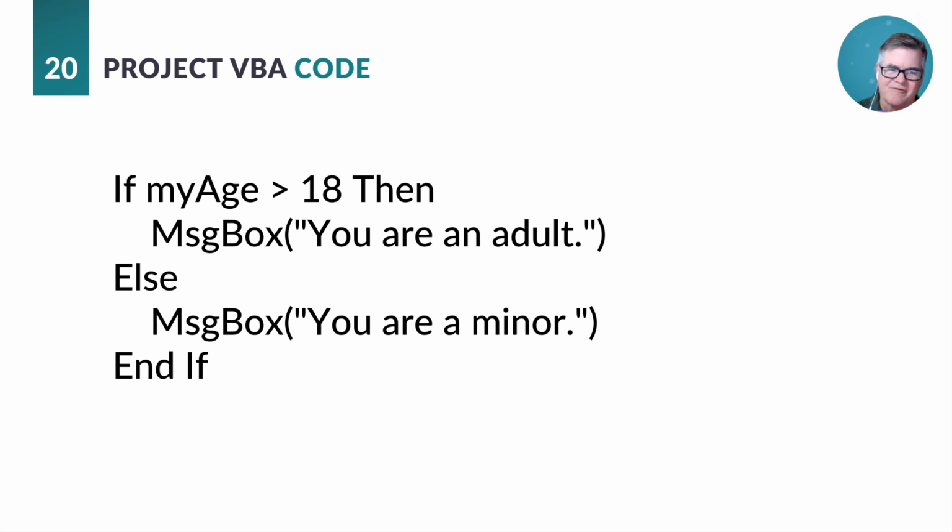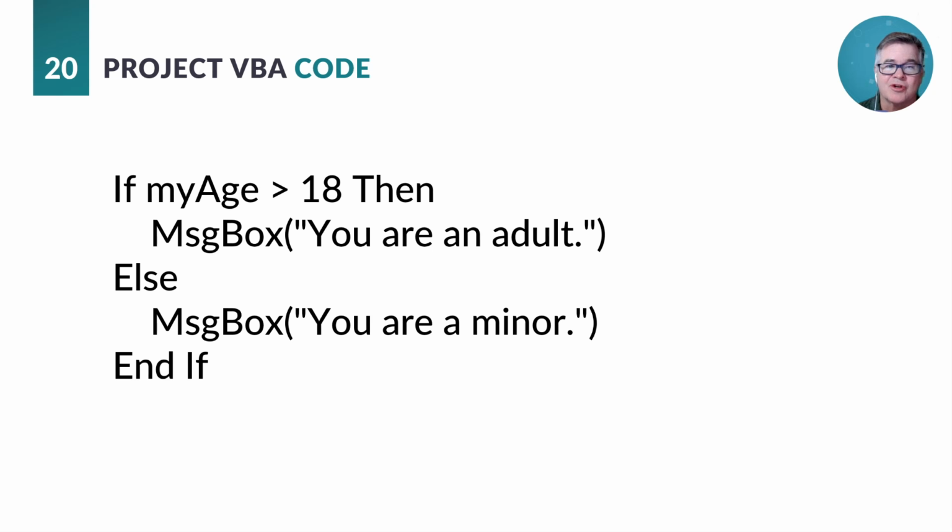All right, let's talk a little bit about the if, then, else construct. And most people are familiar with this. If this, then this, else something else. In this case, if my age is greater than 18, then message box, which basically pops a message up on your screen, you are an adult. Else message box, you are a minor. As you can see, my age, it doesn't really say what it is, but let's assume we've declared that as a variable up above, and somehow the data of my age has been put in there.